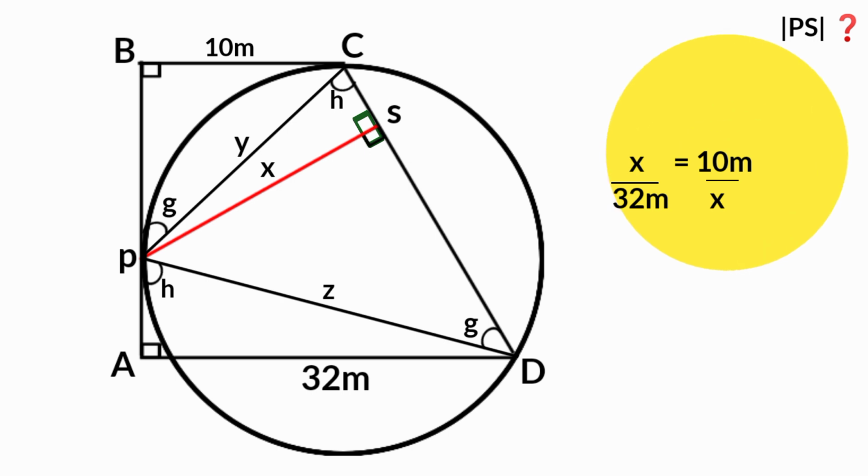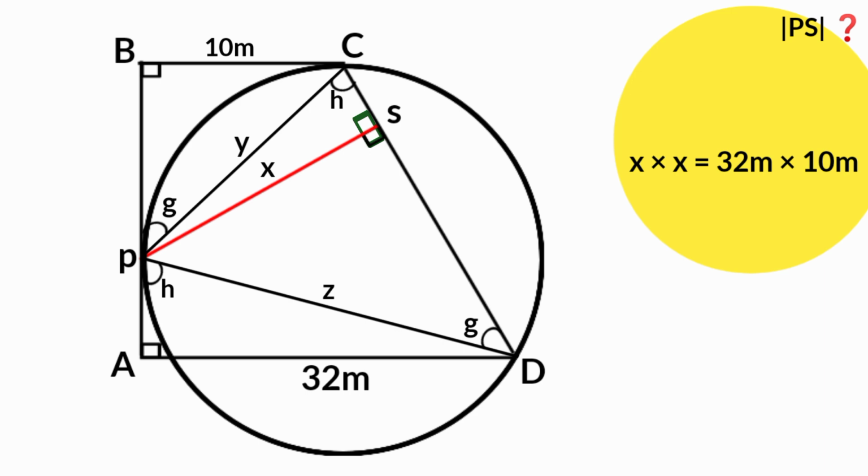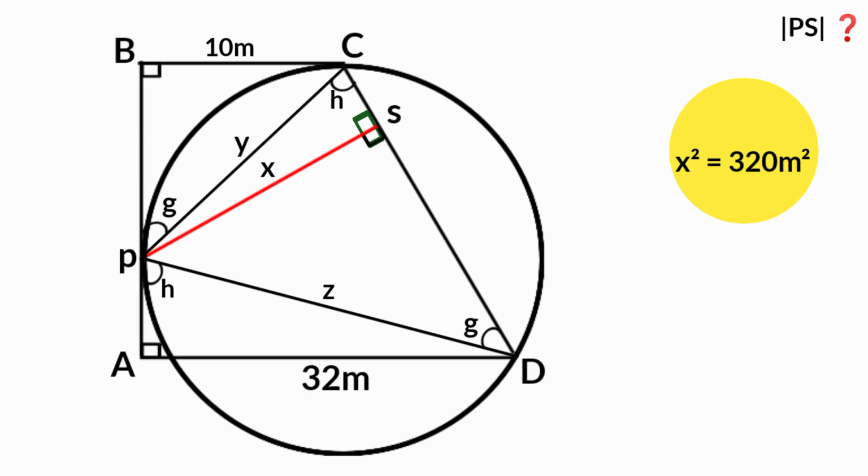If we cross multiply, now X times X equal to 32 meters times 10 meters. X times X is X squared, and 32 meters times 10 meters is 320 meters squared. So X squared equal to 320 meters squared. Taking the square root of both sides, here square cancels square root, and here square root of 320 meters squared. We don't want to use calculator. Square root of 320 meters squared is the same as square root of 320 times square root of meters squared. Square root of meters squared is meters, and 320 is the same as 32 times 10.